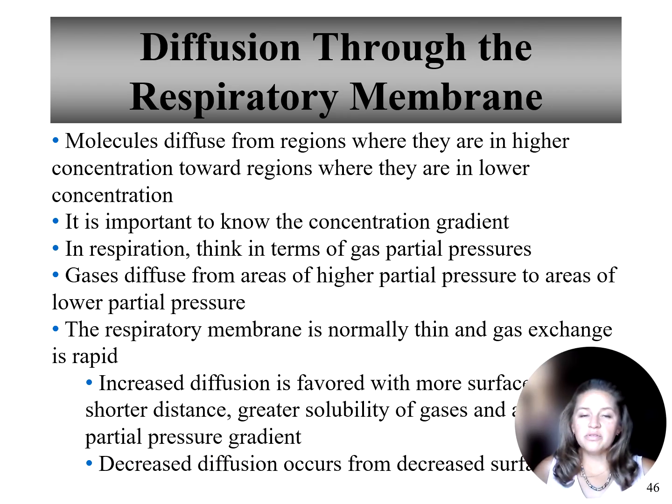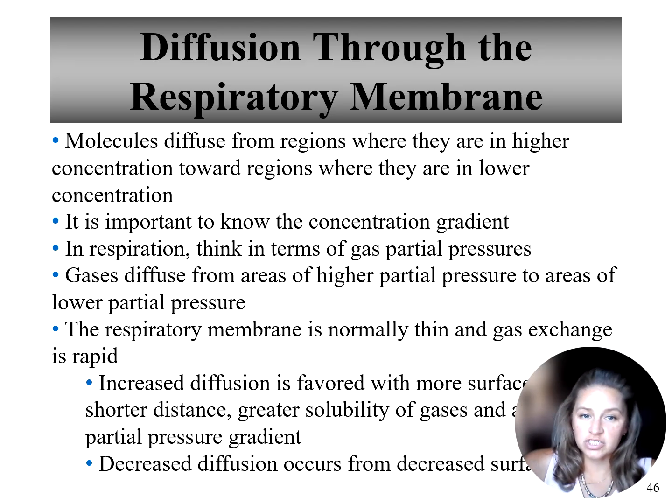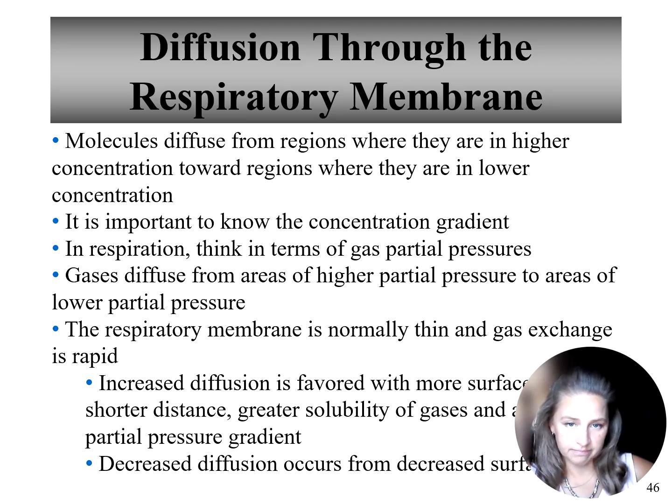So let's talk about how these molecules diffuse through the respiratory membrane. Molecules are going to diffuse from regions where they are higher in concentration to where they are lower in concentration. The way that we normally say this is that they go down their concentration gradient, which just means they go from high to low. This is passive transport. This happens automatically. It does not require any sort of energy or any help. It's just naturally going to go from an area of higher concentration to lower concentration, going with the concentration gradient.